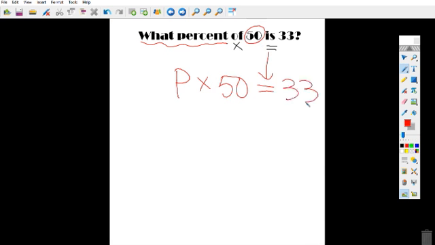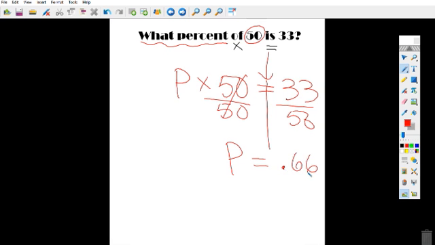So now I just need to solve this. I want to solve for P, my percent. It is being multiplied right now, so I'm going to divide both sides by 50. So I'm going to get my percent is equal to 33 divided by 50. Do that on your calculator, and you will get 0.66. But that's a decimal. I want to change it to a percent, so I move the decimal place 2 spots. My final answer would be 66%. Okay?